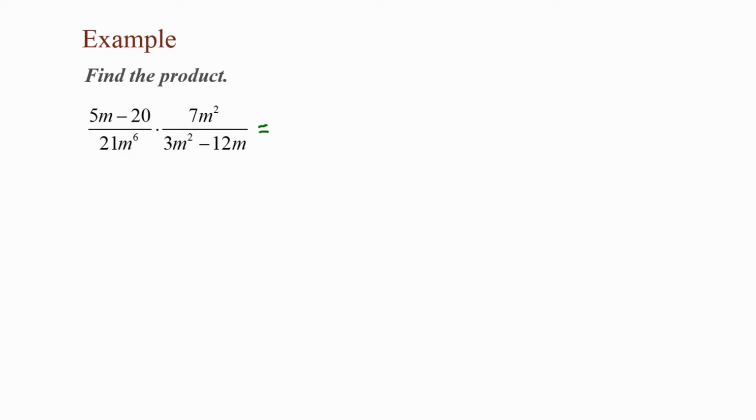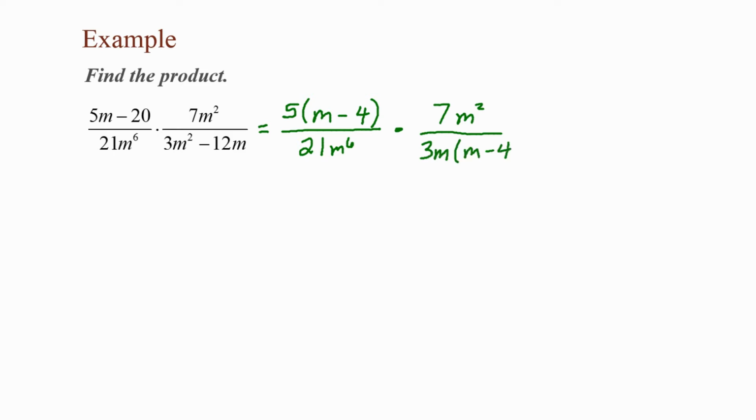5m minus 20 has a common factor of 5, which leaves us with 5 times m minus 4 in parentheses divided by 21m to the sixth, and that's multiplied by 7m squared divided by 3m squared minus 12m, which has a greatest common factor of 3m, and that leaves me with m minus 4. Now we can cancel because I have 5 times m minus 4 and 3m times m minus 4. The m minus 4's cancel.